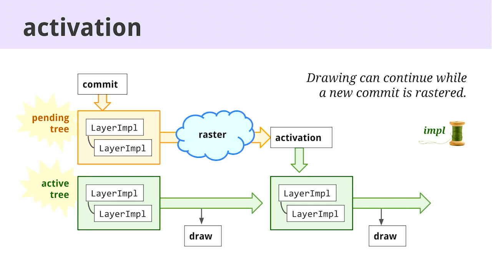So we've seen that raster and drawing both happen on the compositor thread's layer tree after the commit. But we've also seen that raster happens asynchronously on a pool of worker threads. So this creates a complication when a new commit comes in, because we'd like to continue drawing tiles from the previous commit while we're waiting for the new commit to be rastered. We solve this by having two copies of the tree on the impl thread. The pending tree receives the commit, and when it's ready to draw, we have a step called activation, which copies the pending tree into the active tree.